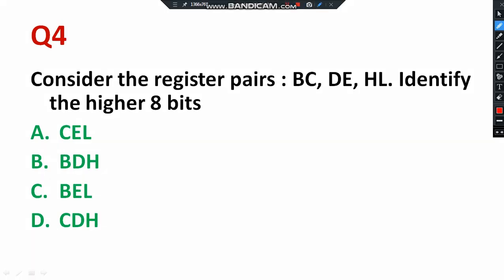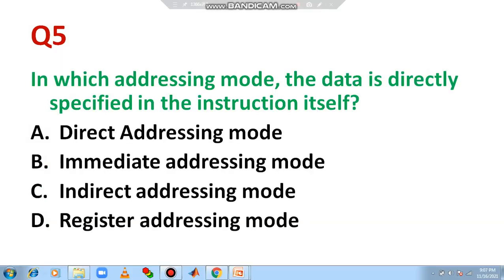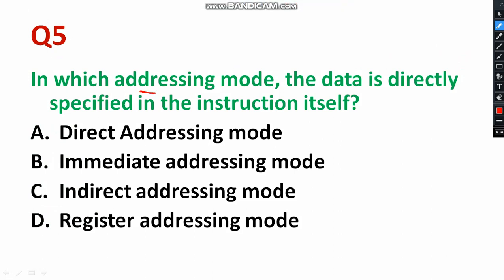Consider the register pair BC, DE, HL. Identify the higher 8 bits. B, D, H are called higher 8 bits and C, E, L are called lower 8 bits. Question number 5. In which addressing mode is the operand, the data, directly specified in the instruction itself?